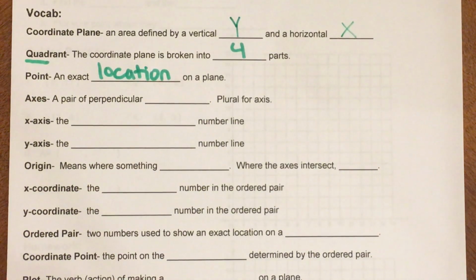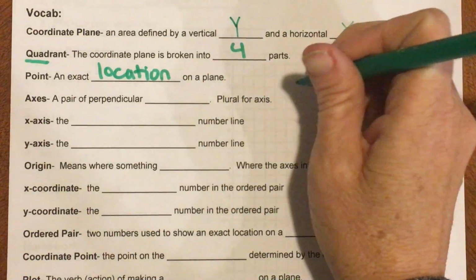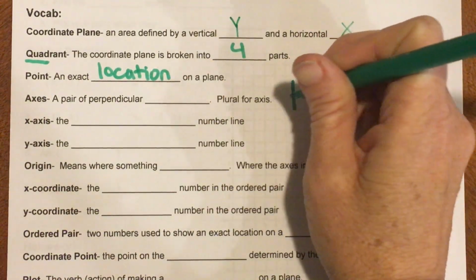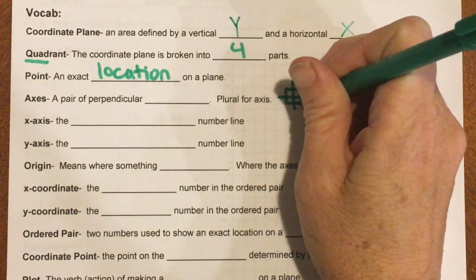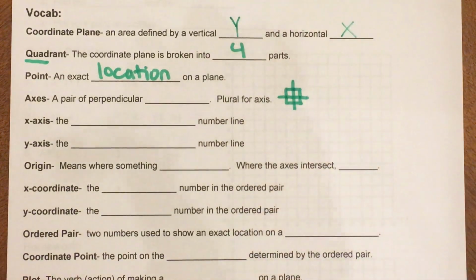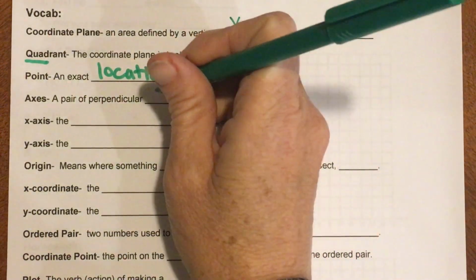Okay, our next word says axes. It's a pair of perpendicular lines. Now, if we remember, perpendicular meant 2 lines that cross, creating 90-degree angles. So perpendicular means that when they intersect or cross, they create 90-degree angles.